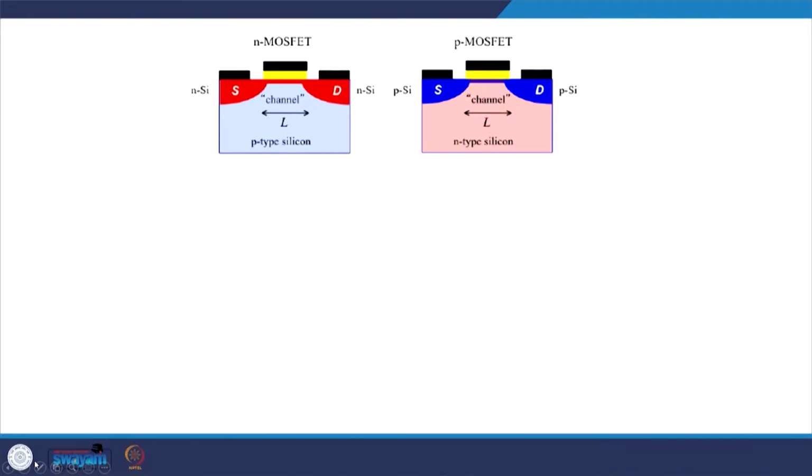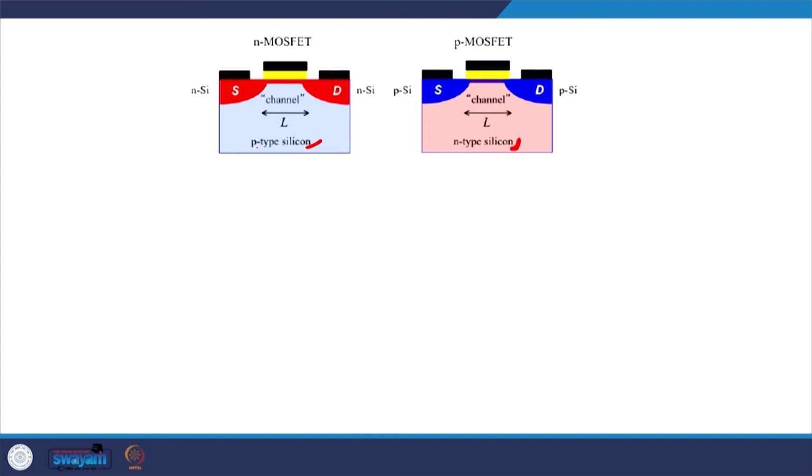Okay. So, there can be two types of MOSFETs actually. In one type of MOSFET, the body can be p-type silicon, and the source and drain contacts can be made from heavily doped n-type silicon material. Or we can have the body made out of n-type silicon material and the source and drain contacts made out of heavily doped p-type silicon material. Okay. And these two cases have been shown here.